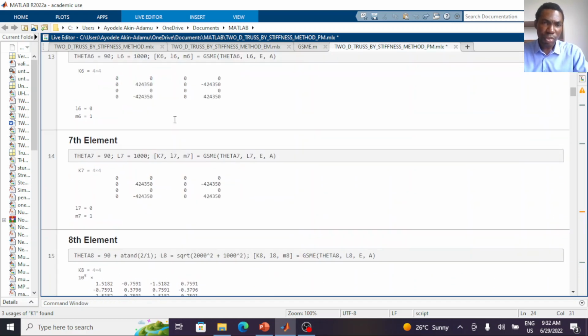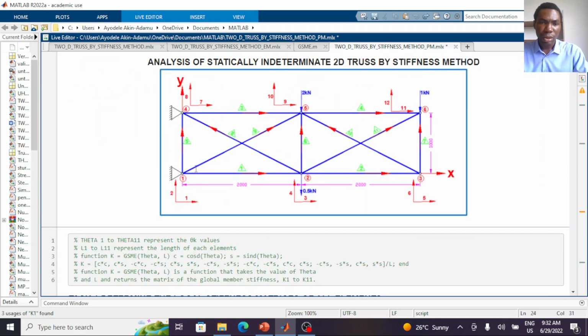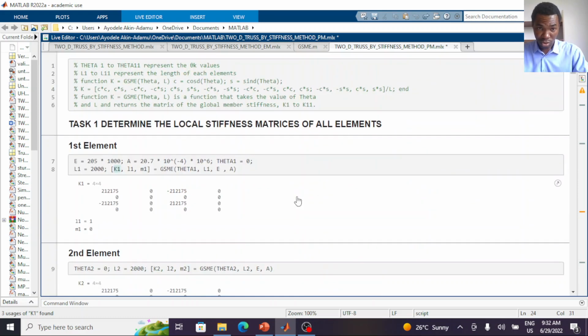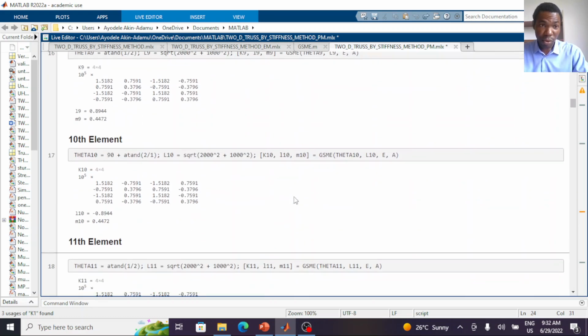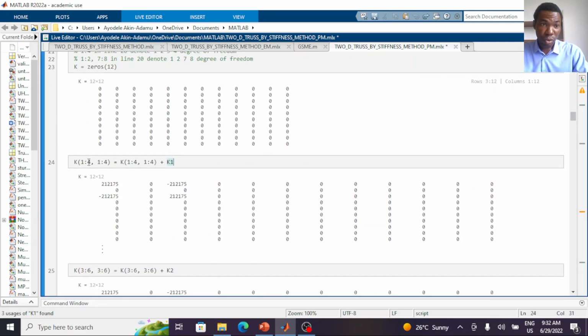Let me show you. Element 1 is located between node 1 and node 2, and at node 1 and node 2, the degrees of freedom are 1, 2, 3, 4. And you start your numbering from the start node. So that's why I'm saying 1, 2, 3, 4. That's why we have 1 colon 4 here. This 1 colon 4 means 1 to 4, 1, 2, 3, 4. So 1, 2, 3, 4 along the row, 1, 2, 3, 4 along the column. I want to write K1 in that position.